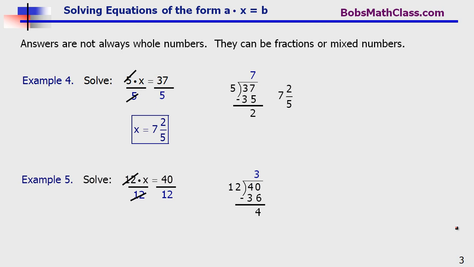So I got 3 and 4 12ths. Oh, can we reduce that? Yes, by 4. So divide both by 4, and that gives you 3 and 1/3. If you would have divided by 4 first, that would have given you 10 over 3. And then when you divided 3 into 10, that still would have given you 3 and 1/3. Either way, it's okay. Either divide first, then reduce, or reduce, then divide.